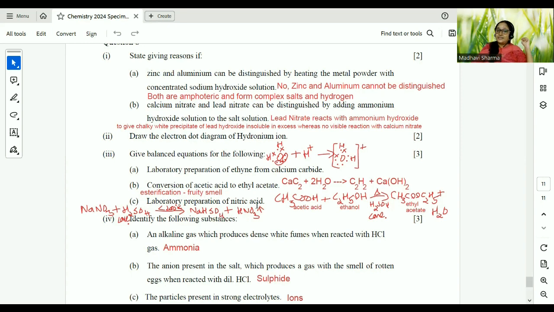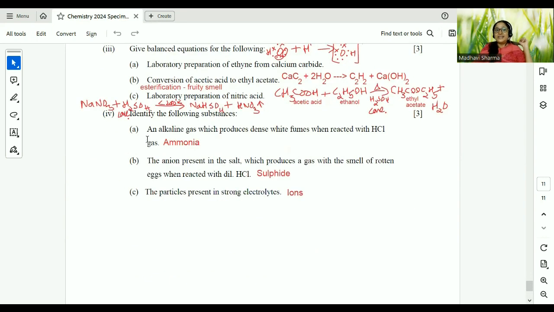Lab preparation of nitric acid, at temperatures less than 200 degrees Celsius: NaNO3 plus concentrated H2SO4. Children, please remember to write concentrated, otherwise the equation goes wrong. It will give NaHSO4, an acid salt, and nitric acid fumes.